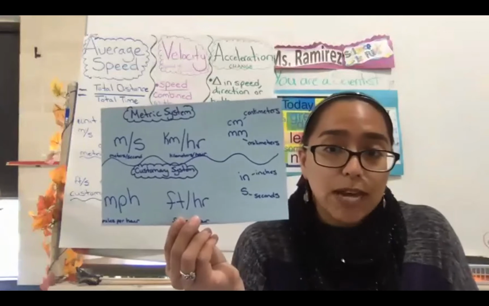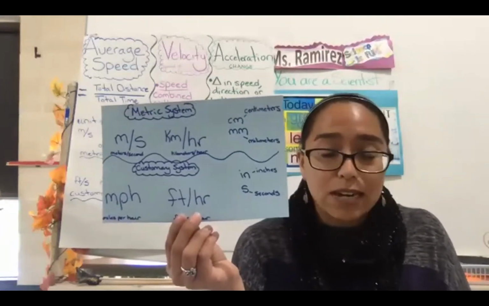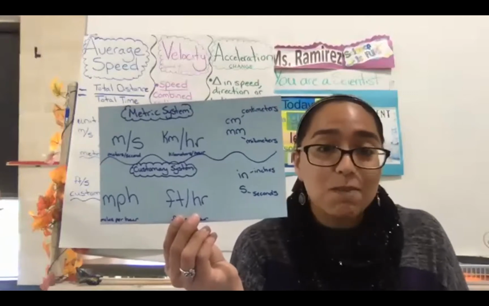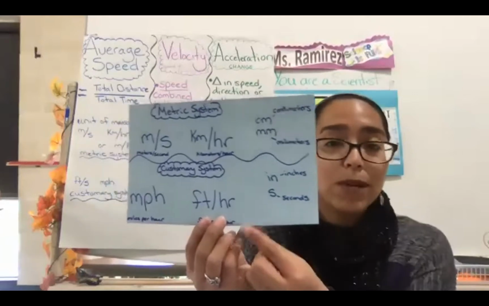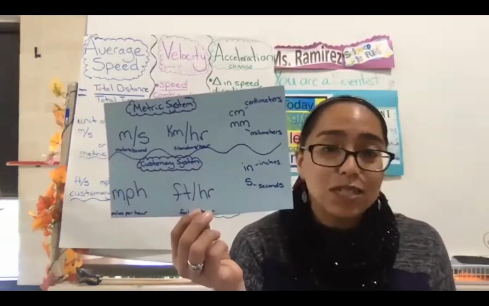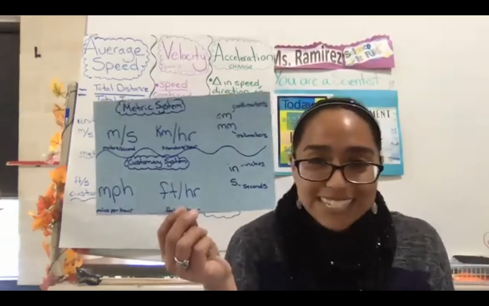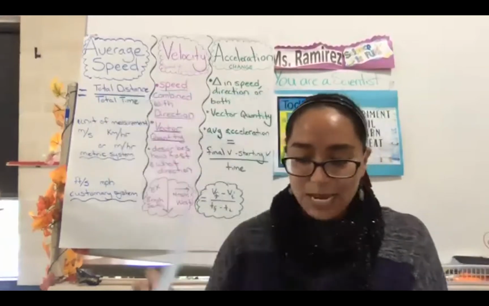Now here in the US, we use the customary system. So if you've ever driven a car, you know that your average speed is going to be in miles per hour, but we can also use feet per hour. And if it's a small distance, we can again use inches and then seconds as well. But again, since we are scientists, we're going to be using the metric system today.